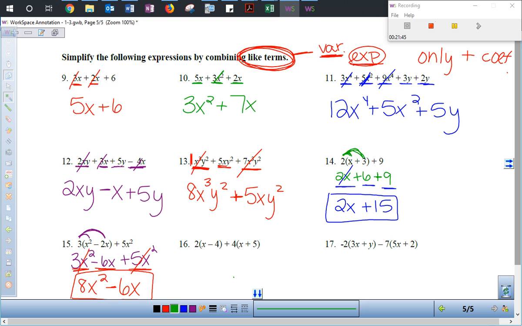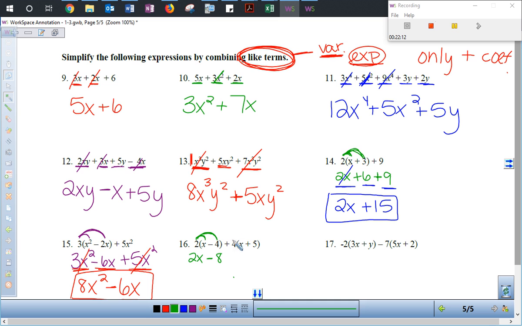On number 16, it's a little bit different because we have 2 quantities. So we have 2 times the quantity of x minus 4 plus 4 times the quantity of x plus 5. So this is going to be kind of like a double distribution. I need to distribute the 2 through my first set of parentheses. So 2 times x is 2x. And 2 times negative 4 is negative 8.